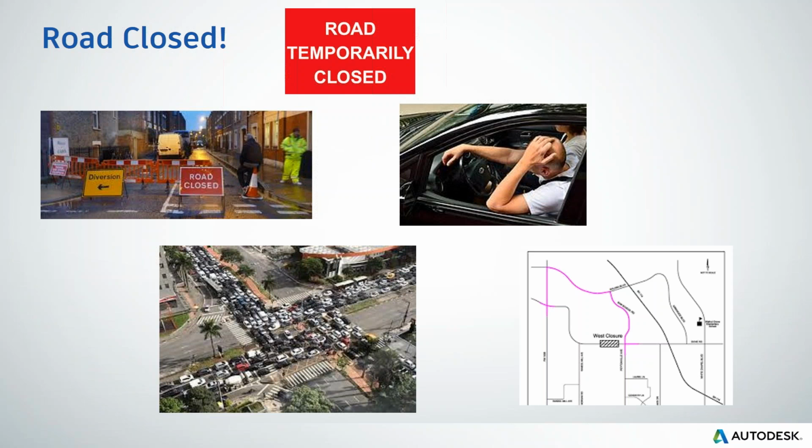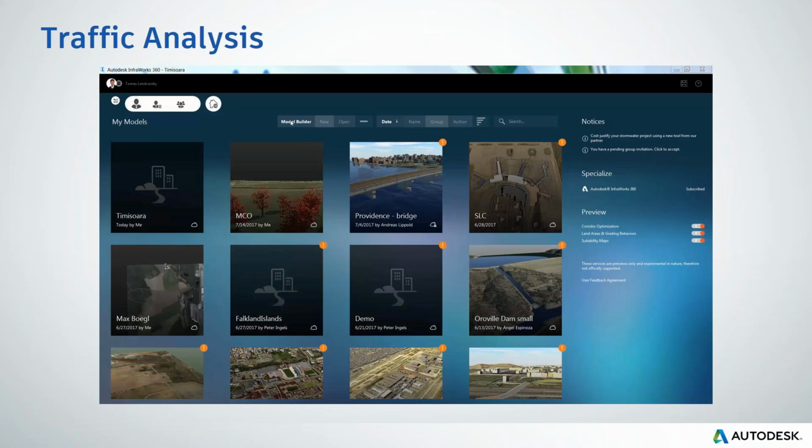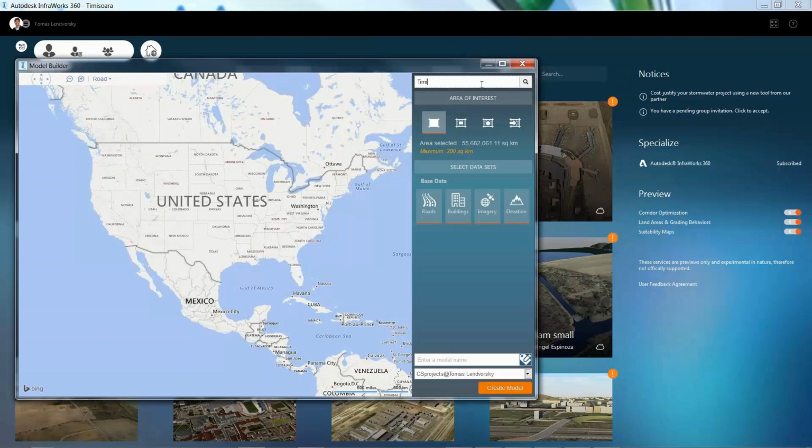What is important to understand is what will be the consequence of the road closure, and how the traffic will flow. With that we have what we call traffic simulation, and we can do traffic analysis. For this we are using Autodesk InfraWorks, and with that I will show you how you can tackle this issue.